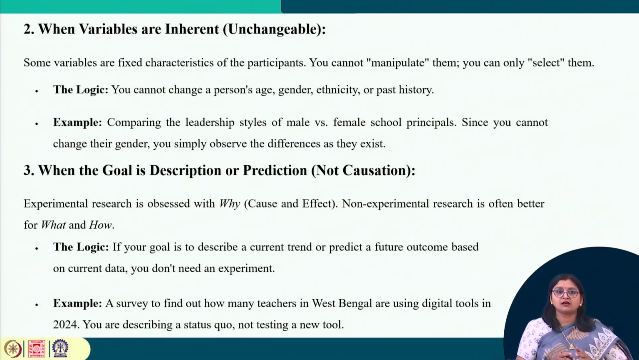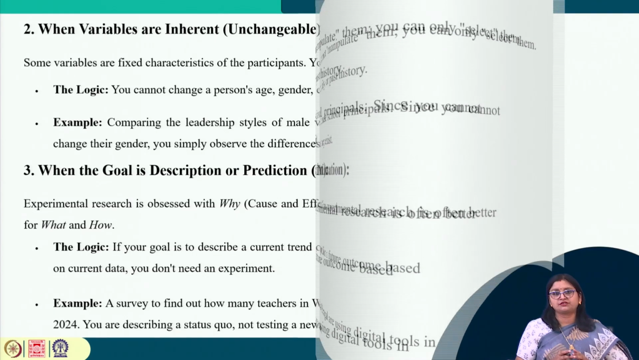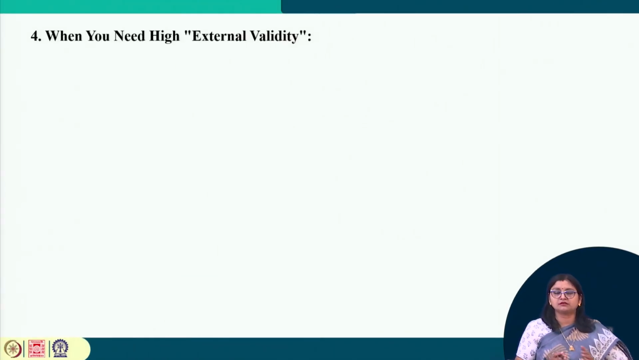For example, a survey to find out how many teachers in West Bengal are using digital tools in 2024 or maybe 2025, you are describing a status quo, not testing a new tool. So, because one research is going on under me on digital pedagogy, definitely we are moving ahead with the non-experimental research technique or method.